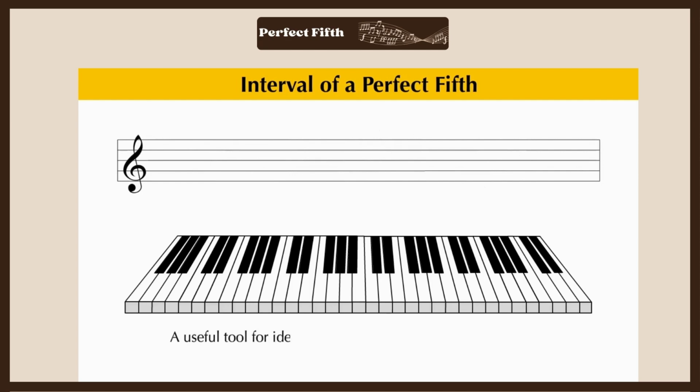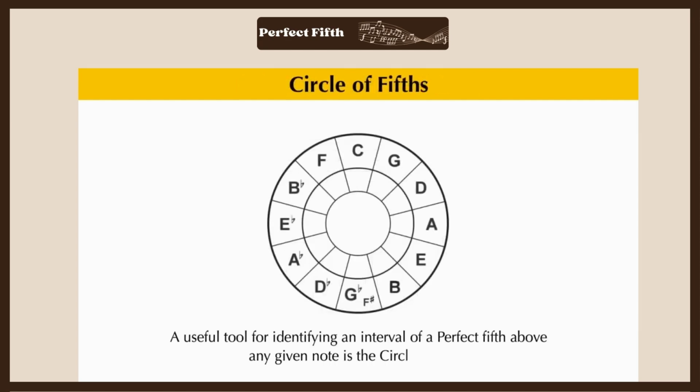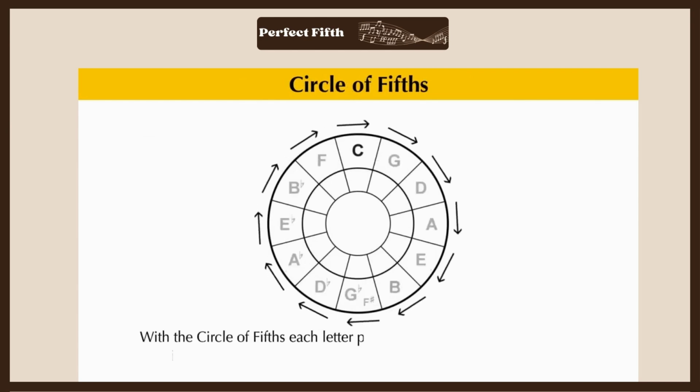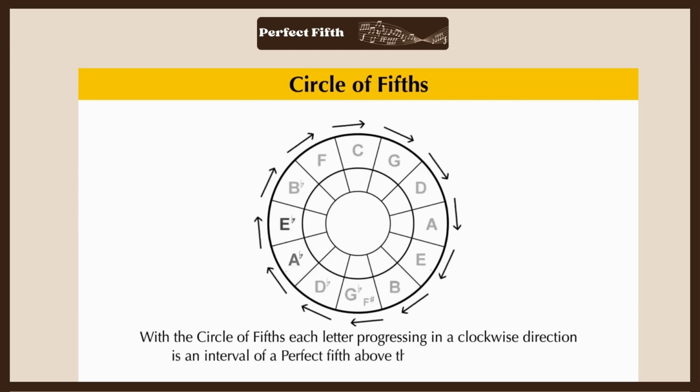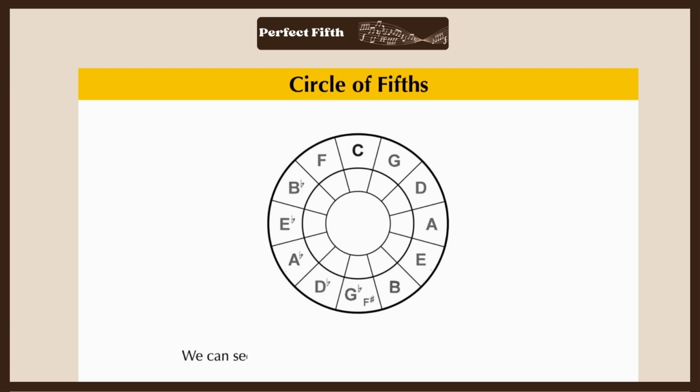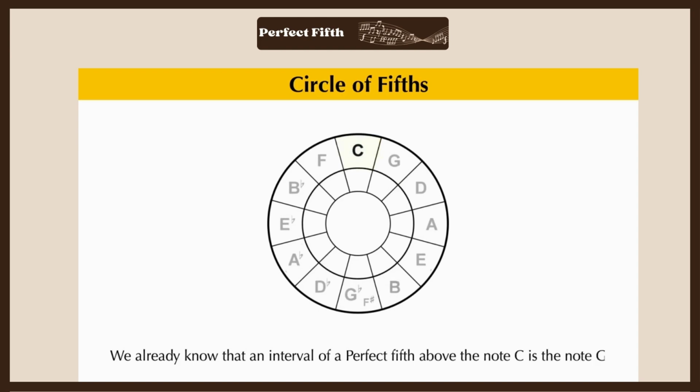A useful tool for identifying an interval of a perfect fifth above any given note is the circle of fifths. With the circle of fifths, each letter progressing in a clockwise direction is an interval of a perfect fifth above the note that preceded it. In other words, we can see here that the letter at the top of the circle is C. We already know that an interval of a perfect fifth above the note C is the note G.